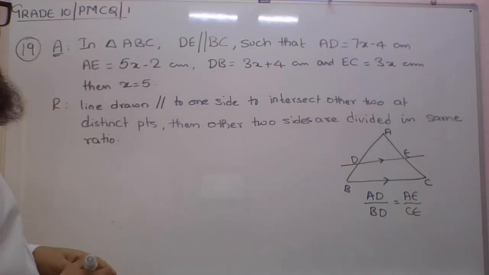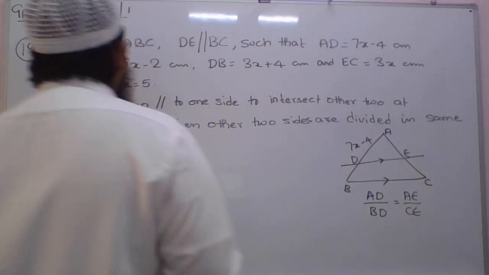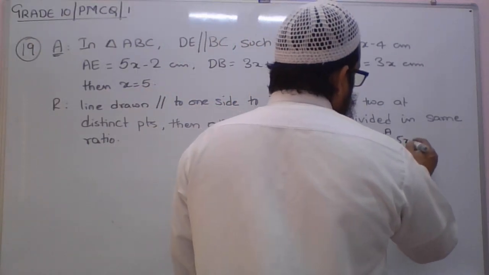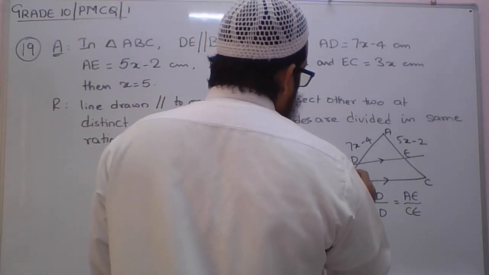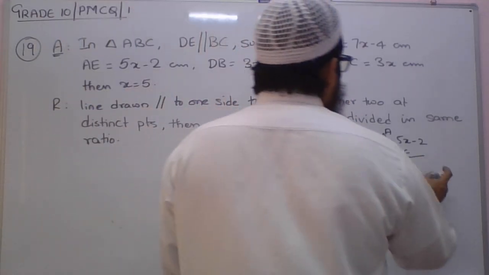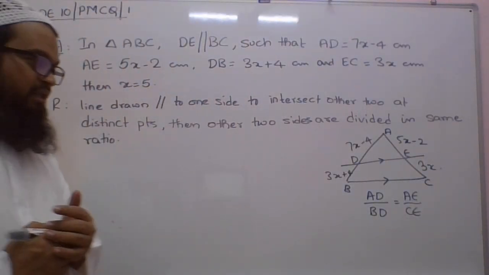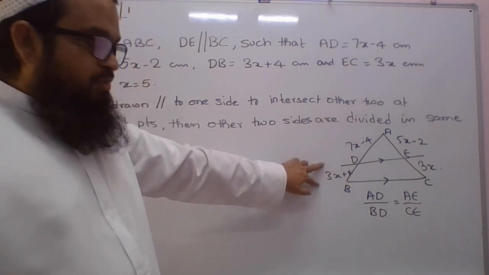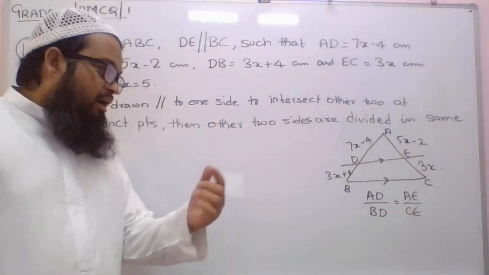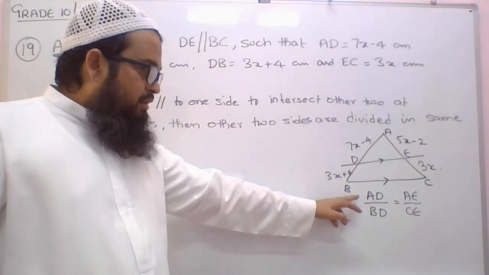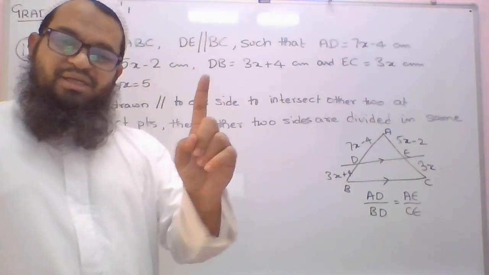What is given? AD is 7x minus 4 and AE is 5x minus 2. After that DB is 3x plus 4 and EC is 3x. Okay, so according to the basic proportionality theorem, 7x minus 4 by 3x plus 4 is equal to 5x minus 2 by 3x. Is it right? So you want to write this in proportion, cross multiply and solve? It is a 1 mark question.